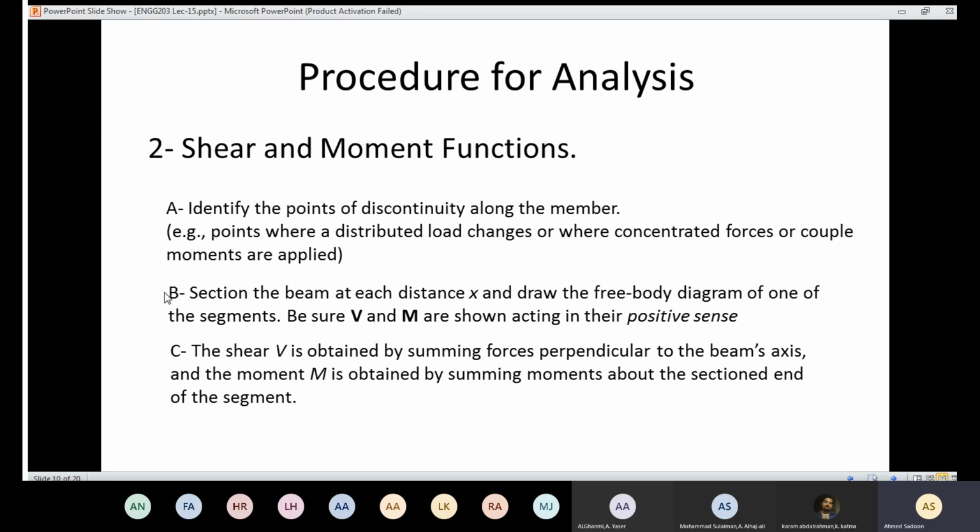So then we need to section the beam at distance x, again depending on the points of discontinuity. And then we are going to draw a free body diagram for each segment. We do not forget to put the positive senses. And then after that, we are going to apply the equations of equilibrium. Mainly, we are going to apply the summation of the forces in the y-axis equals 0, and we are going to take the moment at the end of the section.